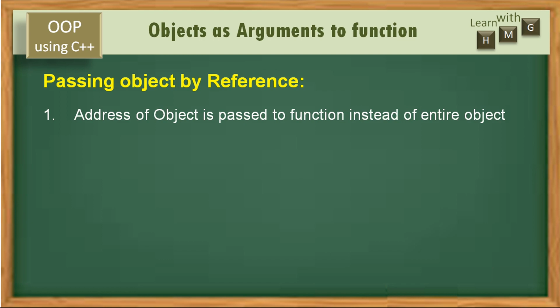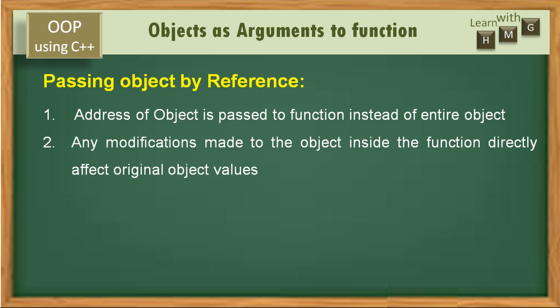Address of object is passed to function instead of entire object. In case of passing by value, we have seen the copy of object is created and that copy object is passed to the function. Instead of that, here the address of wherever the original object is stored in the memory location is obtained and passed to the function as an argument.